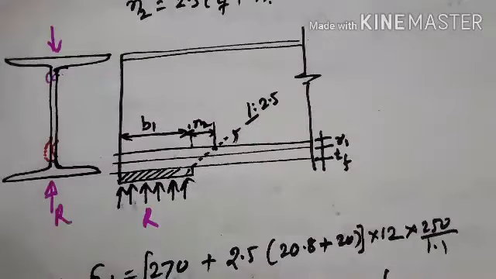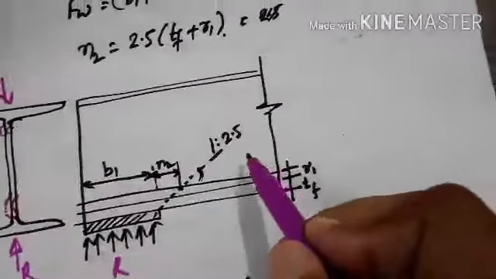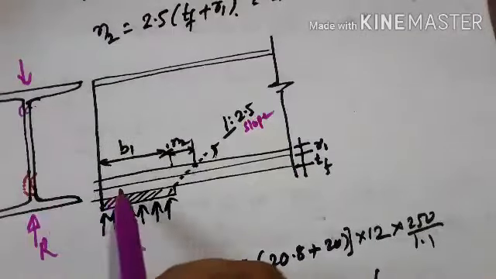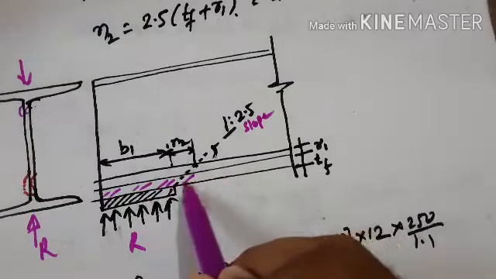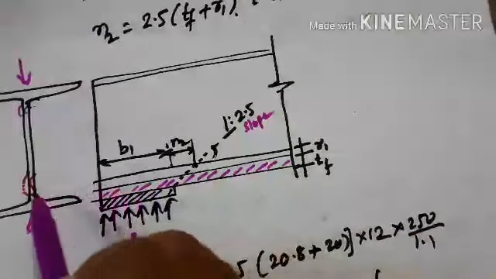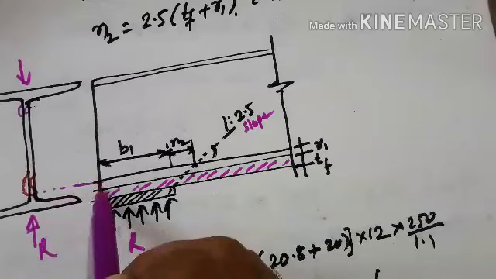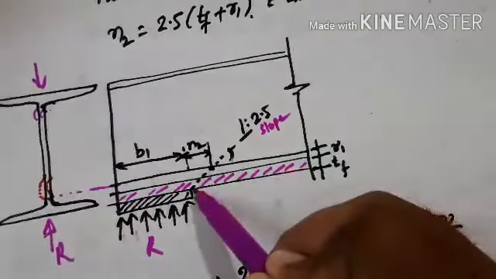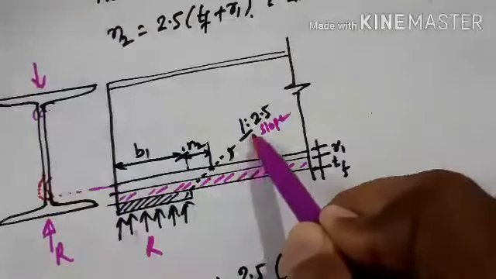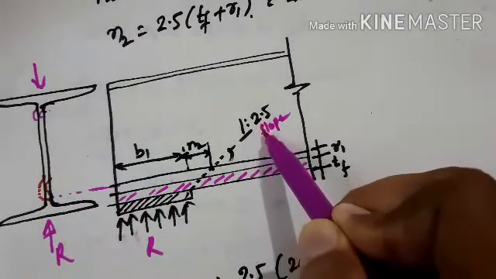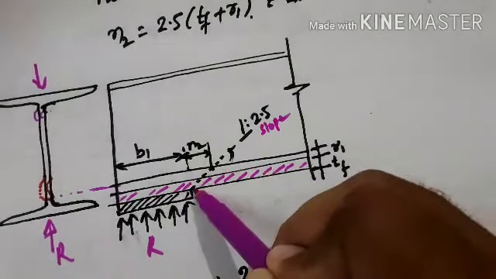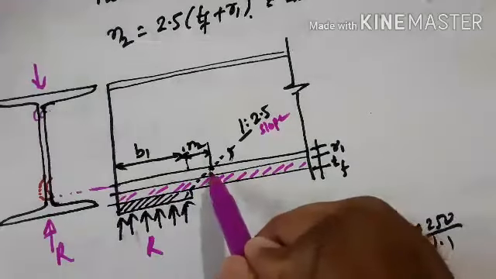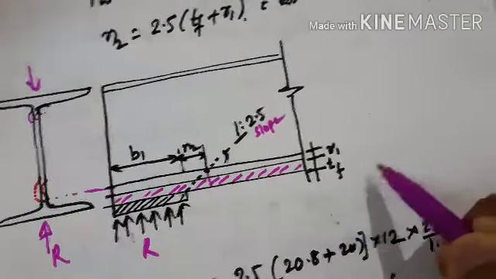So to disperse the load at 1:2.5 slope, this is the slope. Then this one represents the web thickness, and this is the root radius R1. The load will pass through the flange and root radius like this at a slope of 1:2.5. So with respect to this slope, you have to calculate the N2 value. If I construct a triangle here, I'll get it like this.